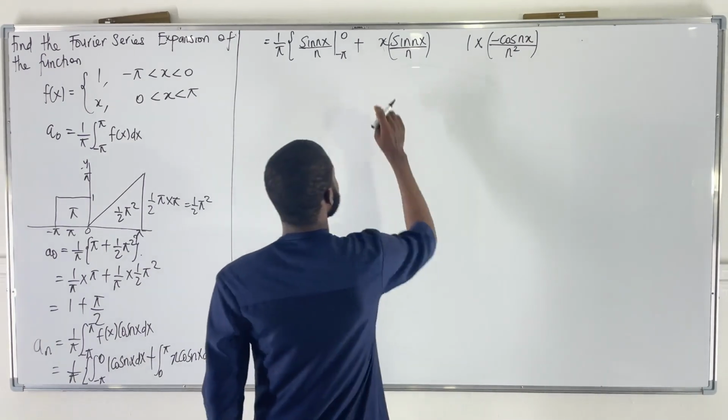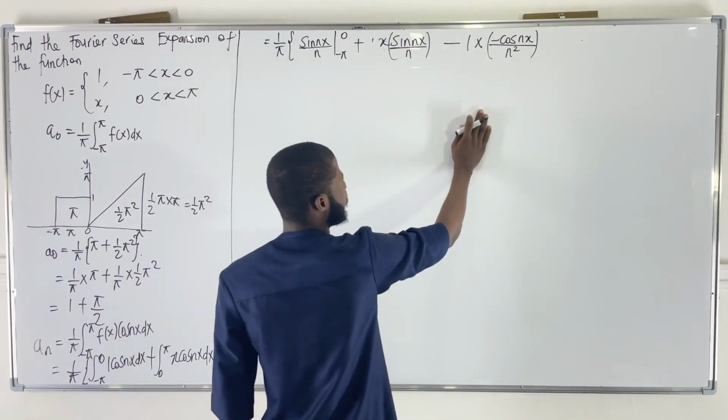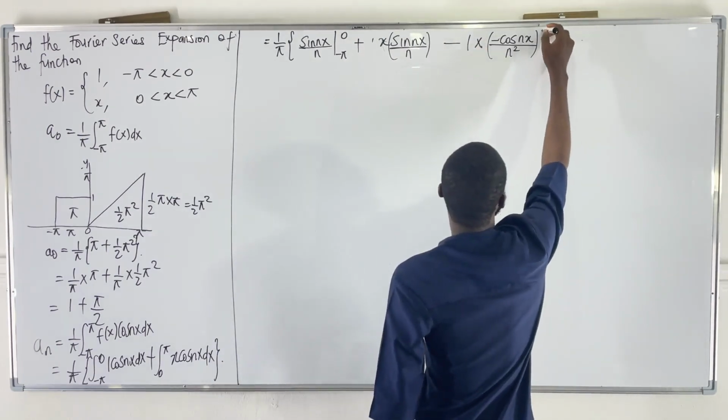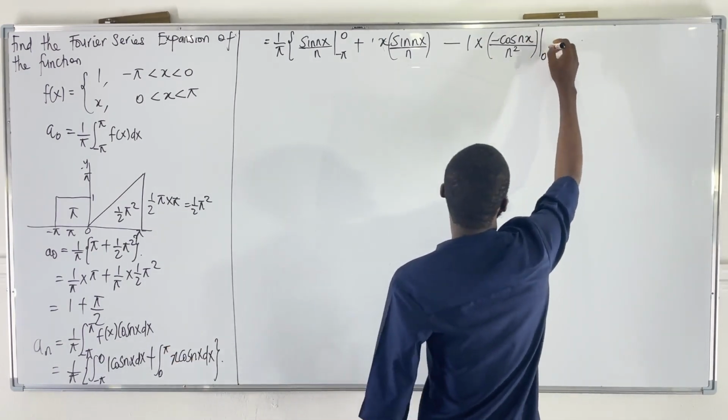So what we then do next is, this first part is always positive, so this is positive and this is negative. And then our limit for these two would be 0 to pi. So we have 0 to pi.